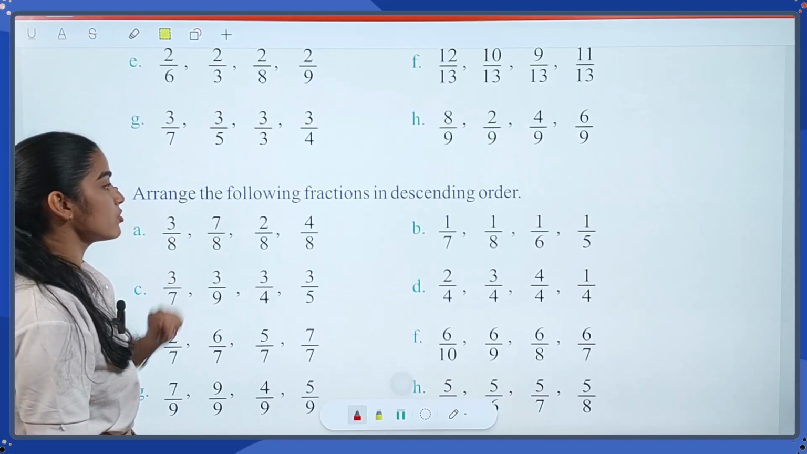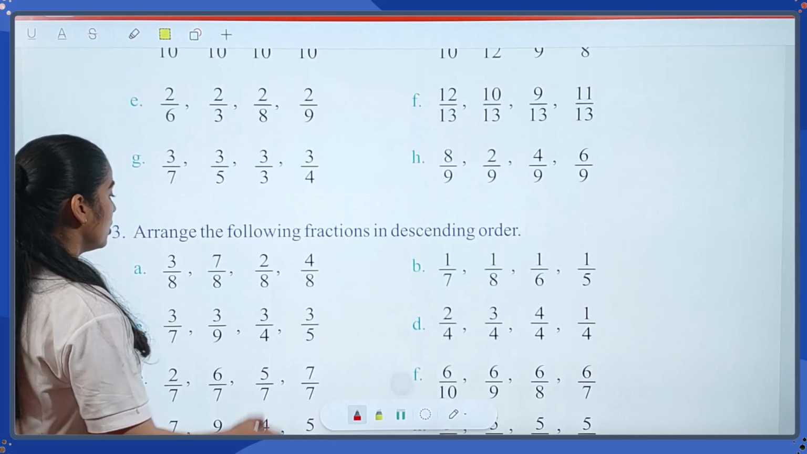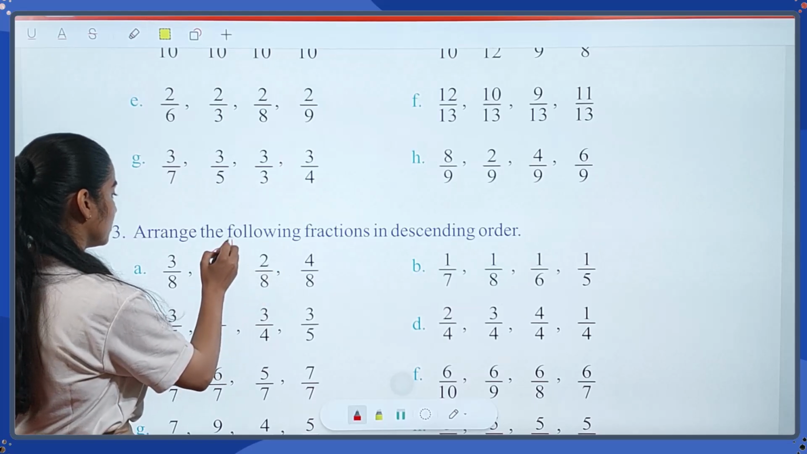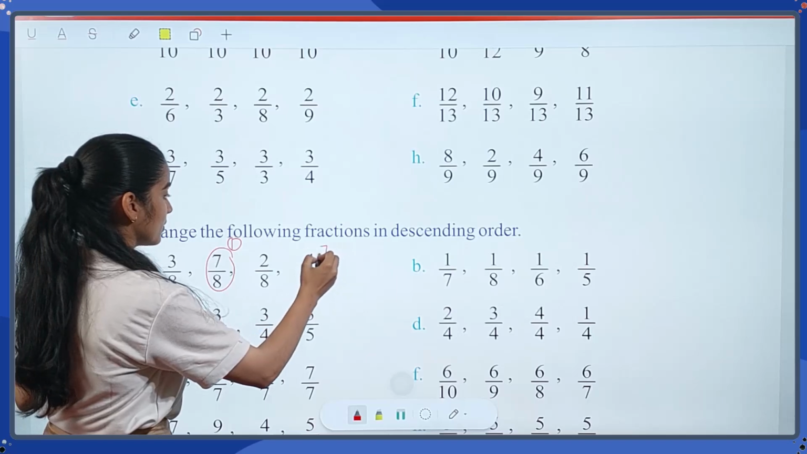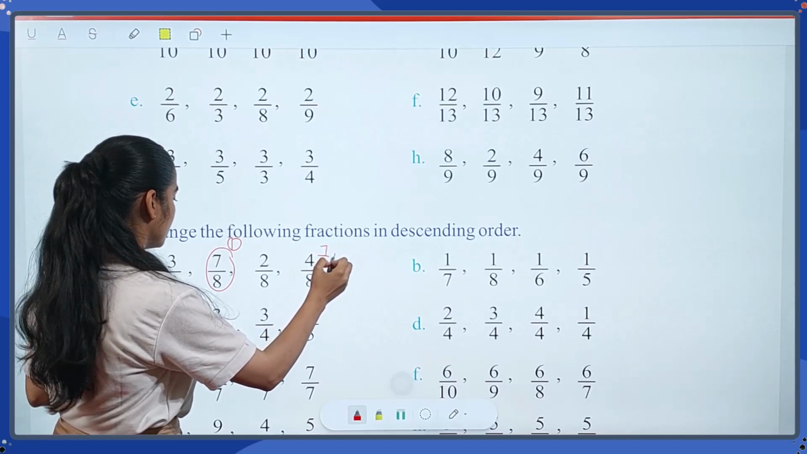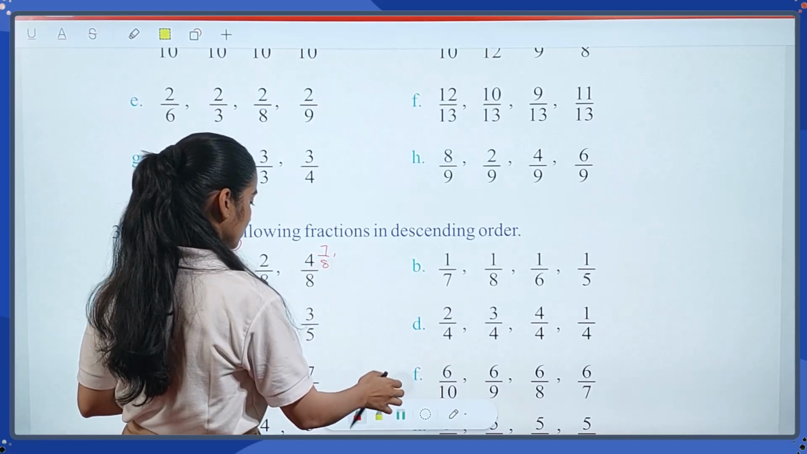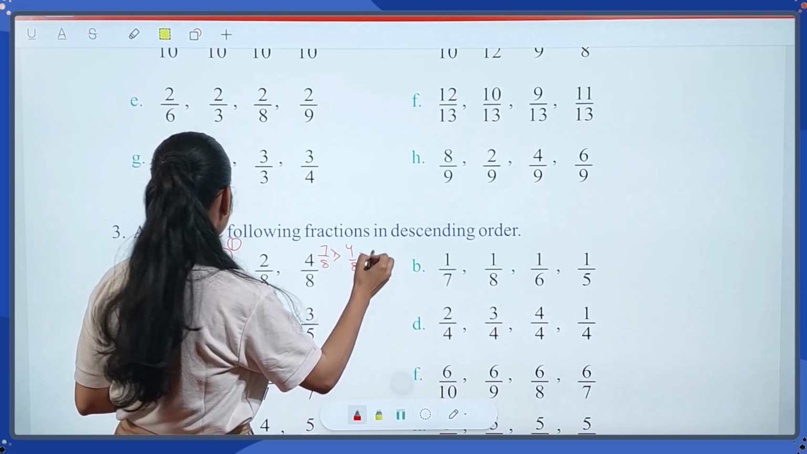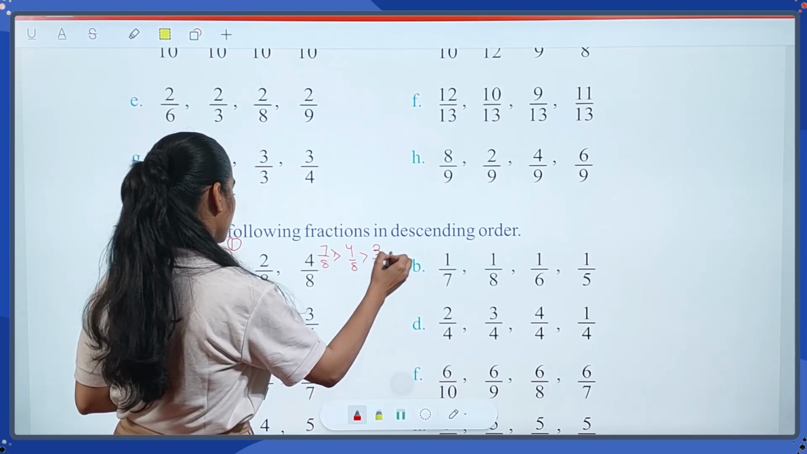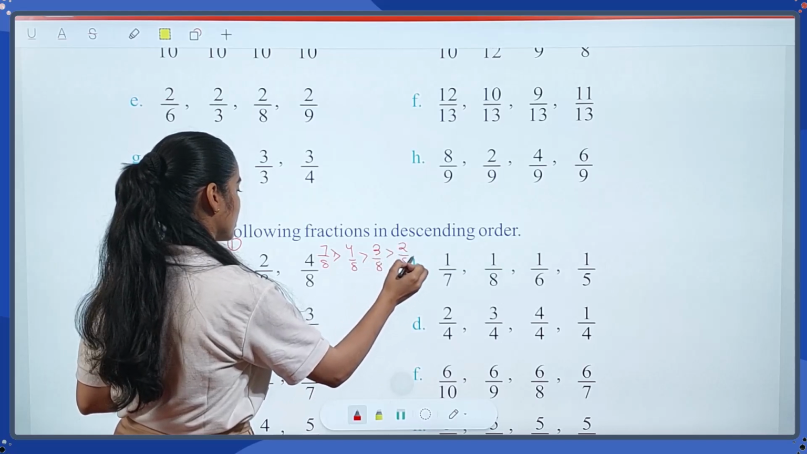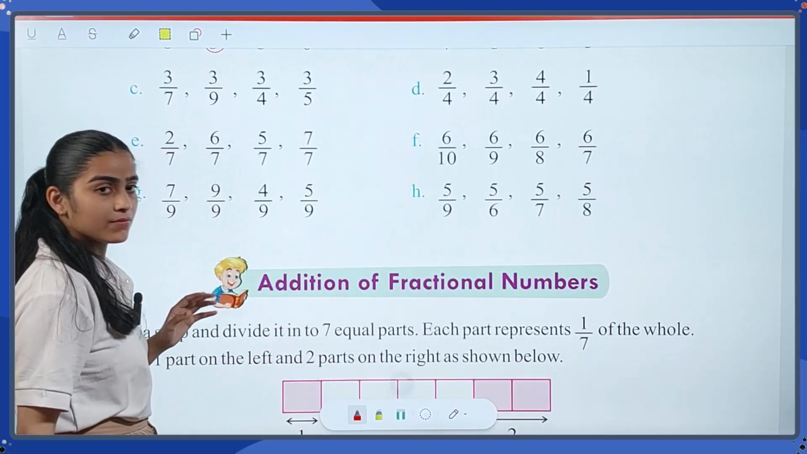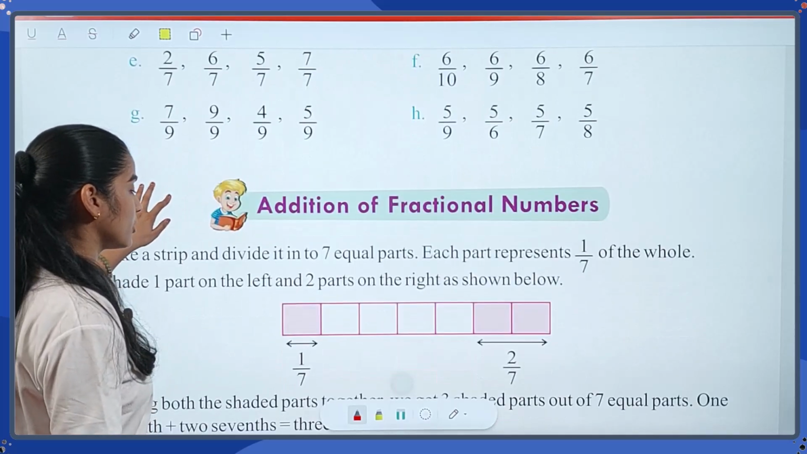Now you have to arrange your fractions in descending order. So which one is biggest? 7 by 8, then 4 by 8, then 3 by 8, and then 2 by 8. So this is your answer. You have to explain it in the same way as I do and write your answer.